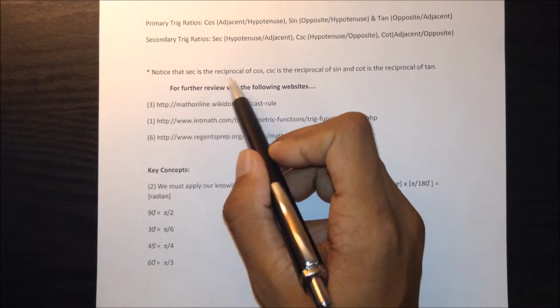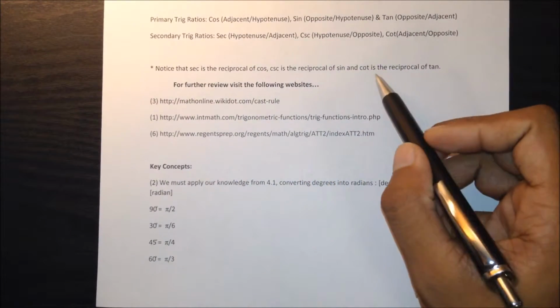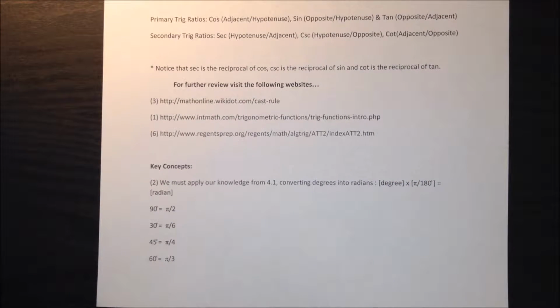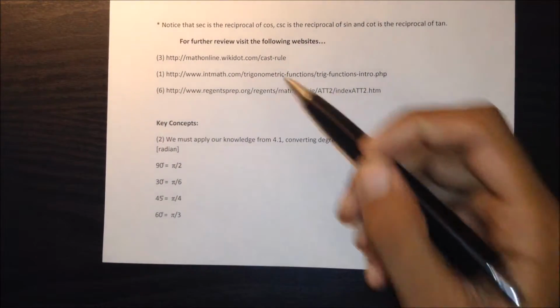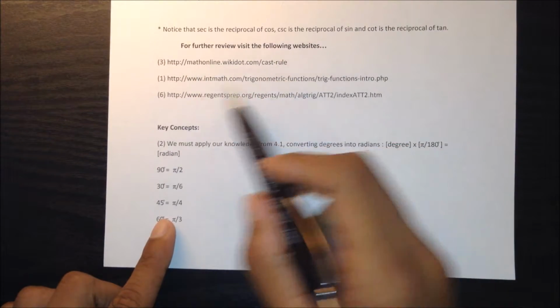Notice that secant is the reciprocal of cosine, cosecant is the reciprocal of sine, and cotangent is the reciprocal of tangent. This relationship will help you answer certain questions in this unit. If further review is necessary, please feel free to visit the following websites.